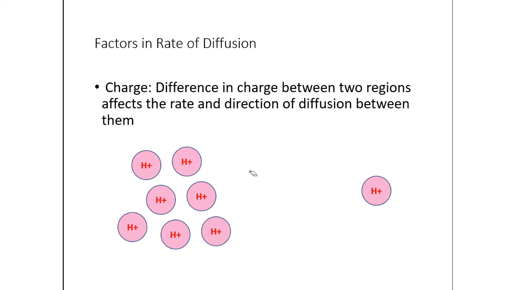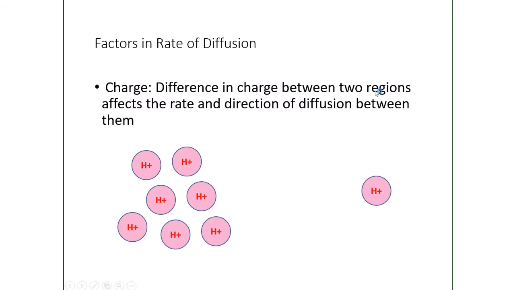So here we have an area of high concentration of protons and an area of low concentration of protons. And what happens is, because they are all positively charged and like charges repel each other, not only will the H plus diffuse down its concentration gradient, but because of the electrostatic repulsion, the like charges repelling themselves, that's going to give these hydrogens an extra push to go over.